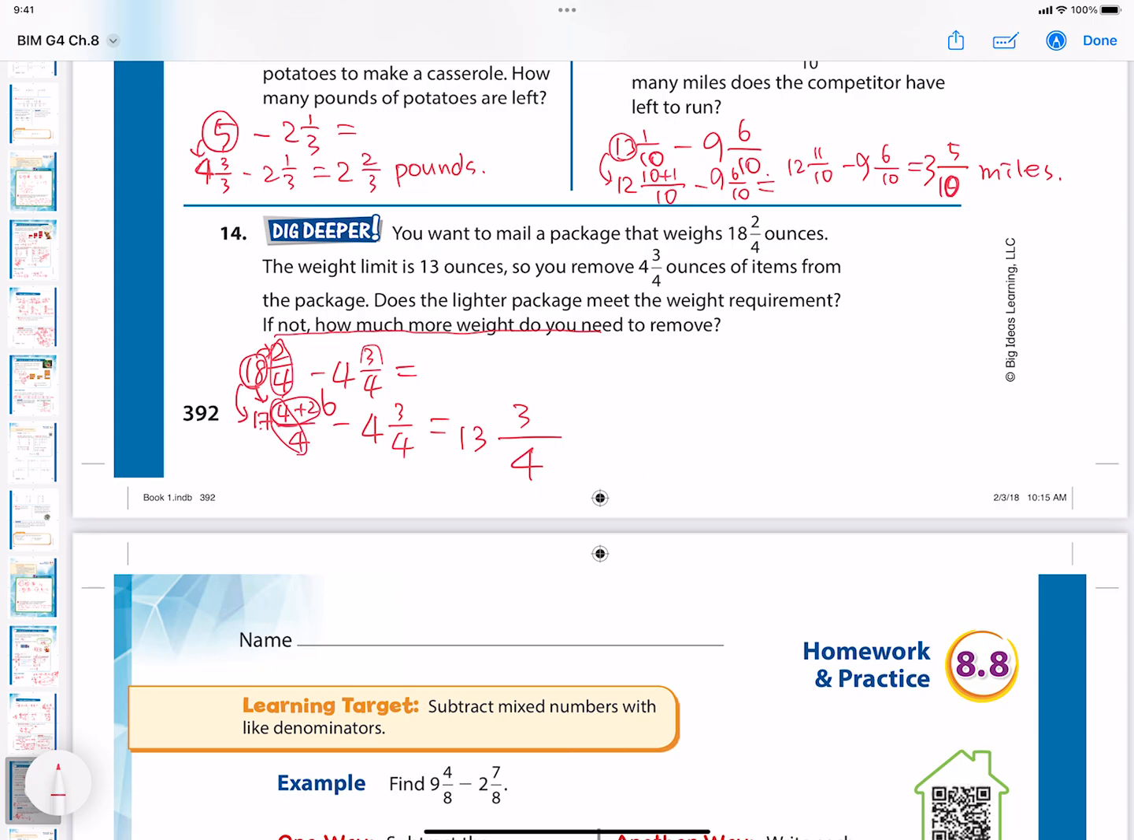Hold on. The weight limit was 13 ounces. But I still have 13 3/4 ounces left. That means we need to take away 3/4 ounces more. Remove, I mean. Okay, so the answer is no. 3/4 ounces need to be removed. Okay, let's say removed.